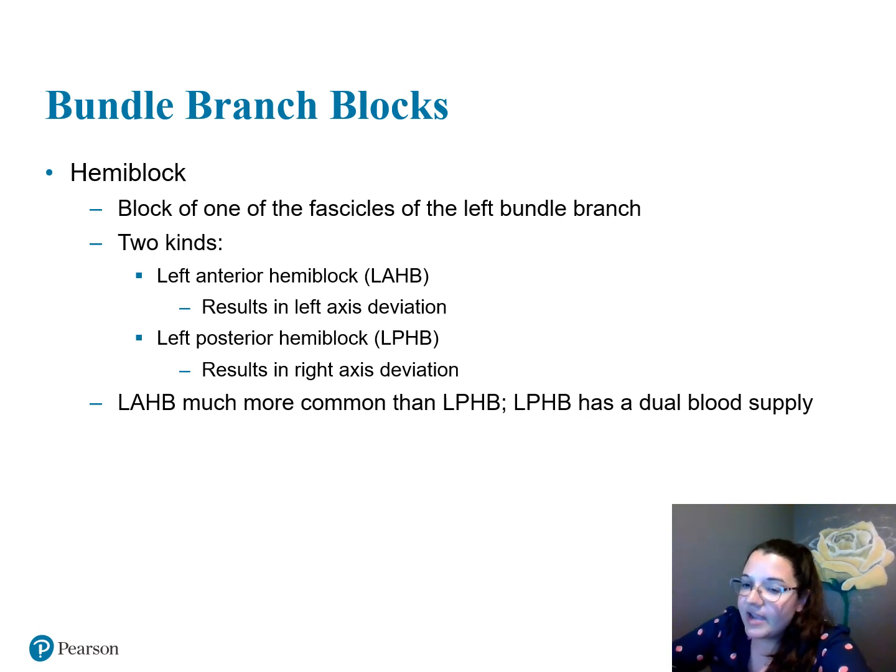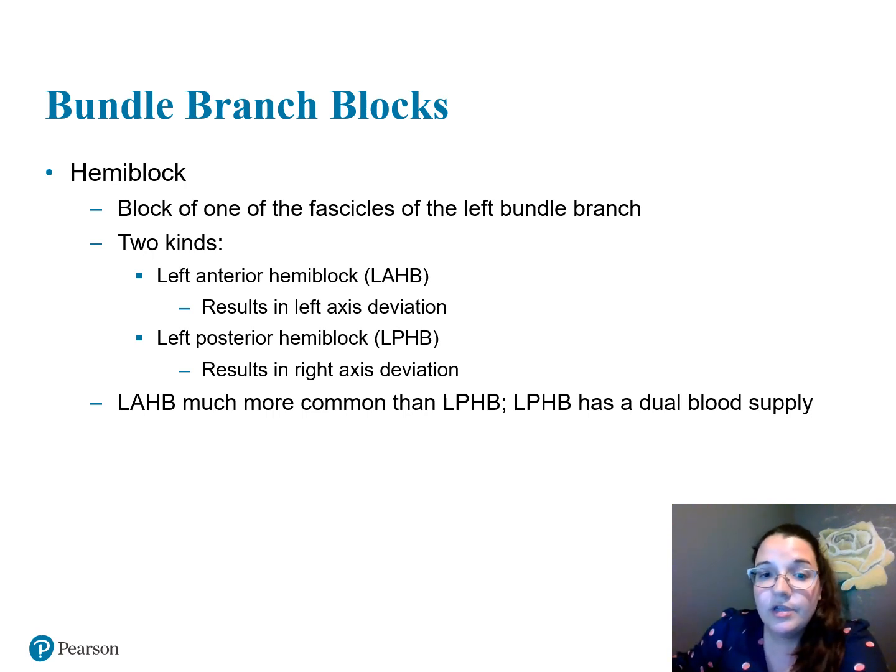Again, where do we look for axis deviation? What leads? Leads 1 and AVF. What lead am I looking for a bundle branch block? In V1. For my left posterior hemiblock, LPHB is going to result in a right axis deviation, RAD. So if I have a left axis deviation, I could have a left anterior hemiblock. If I have a right axis deviation, I could have a left posterior hemiblock. Make sure you know that.